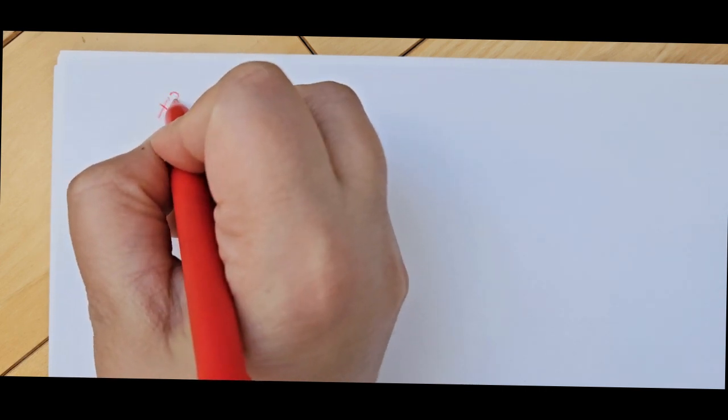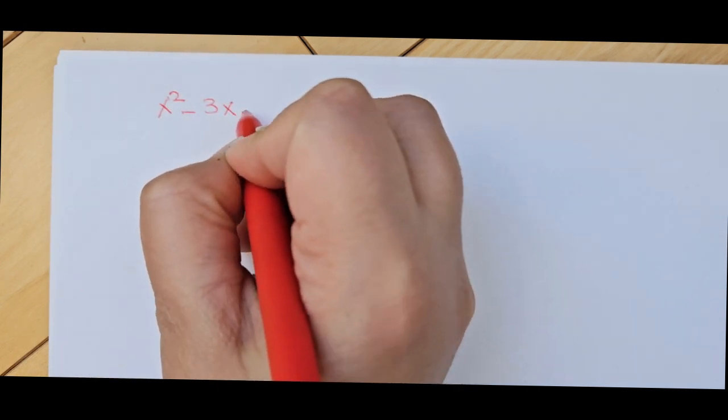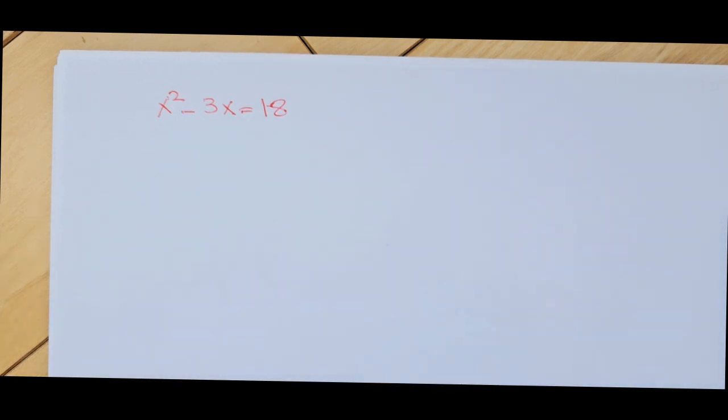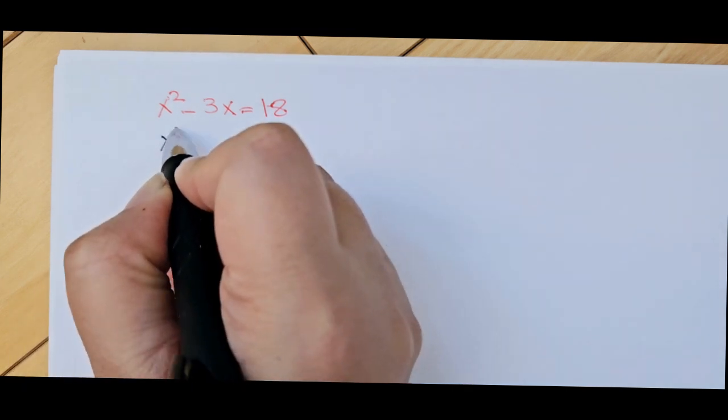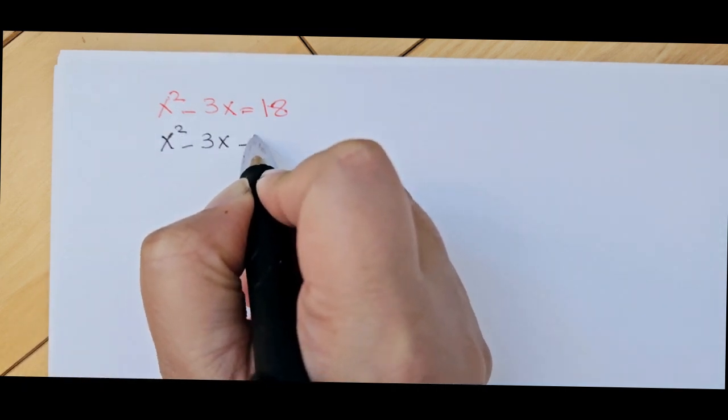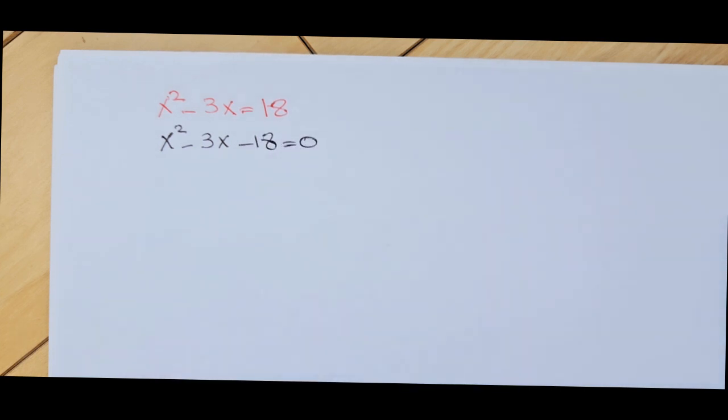Okay, the next question is x squared minus 3x equals 18. And then you're supposed to solve it. Again, the question doesn't specify any method. In this case, if it doesn't specify, it's up to you which method to use. But first thing first, whenever you want to solve an equation, just bring everything to one side, so that the other side is equal to 0. Then you can use any method.